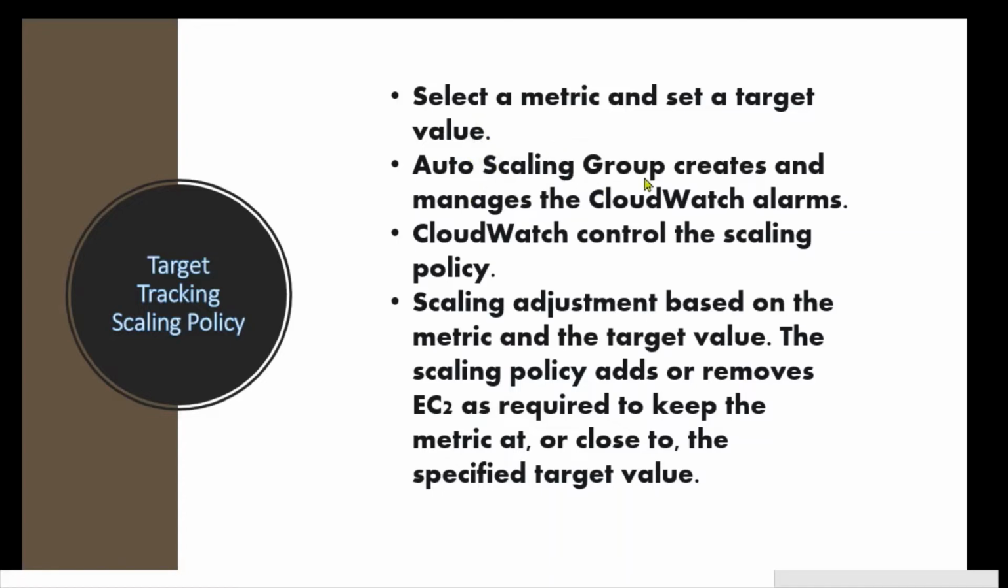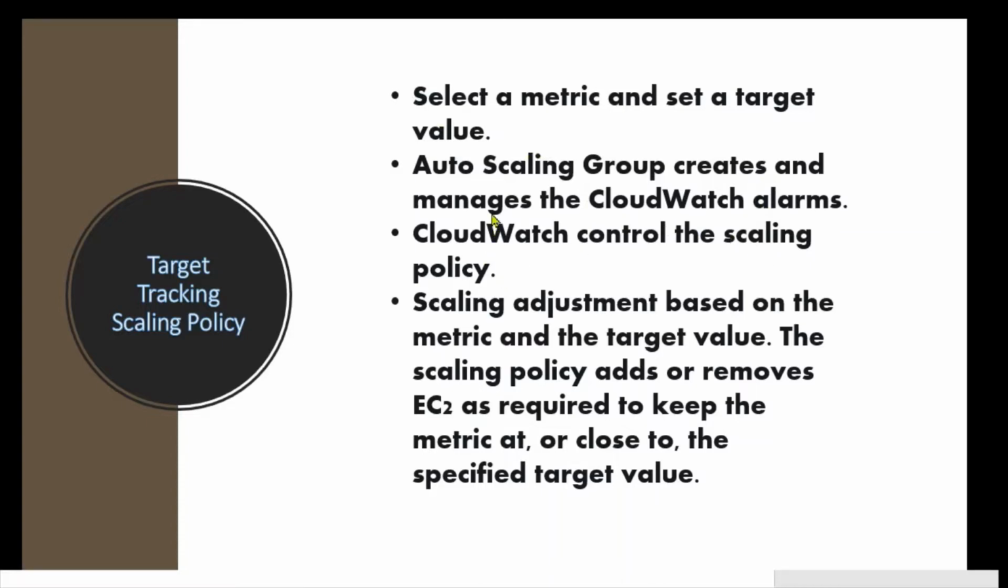And the auto scaling group creates and manages the CloudWatch alarms. I'm not going to go into detail about CloudWatch alarms. This is a separate topic. But what happens is, in AWS CloudWatch, alarms will be created when the CPU reaches 50%, as I said. CloudWatch controls the scaling policy.